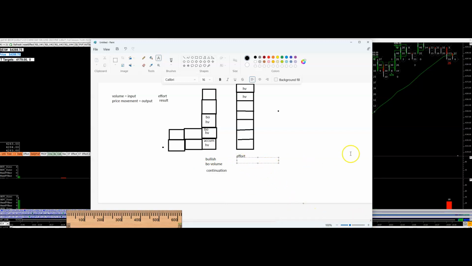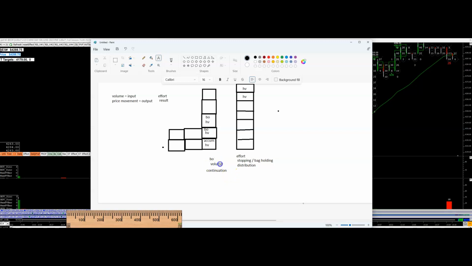Effort, stopping. It's stopping action. You could call it stopping action, or bag holding, or distribution. So the first one is bullish, we'll just call it breakout. And the second one is effort. All right, so we all know what this is.